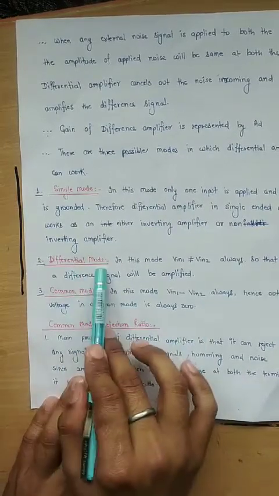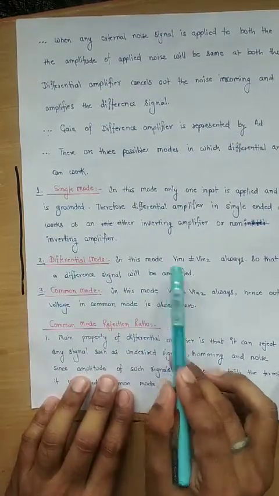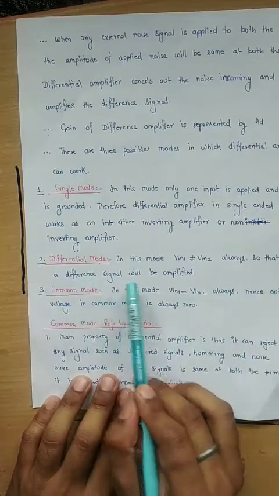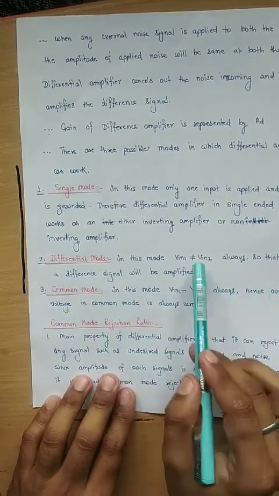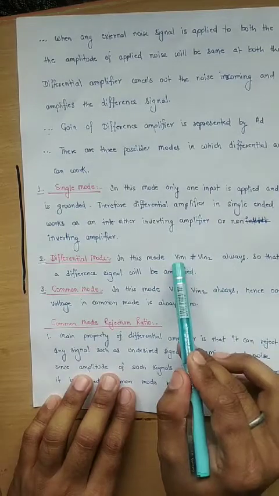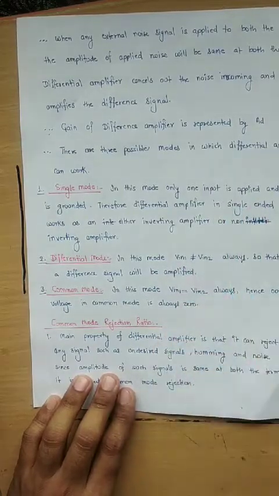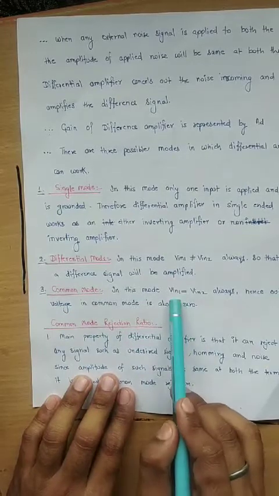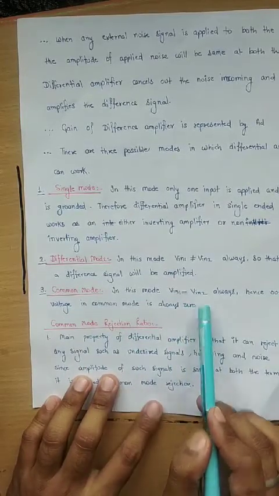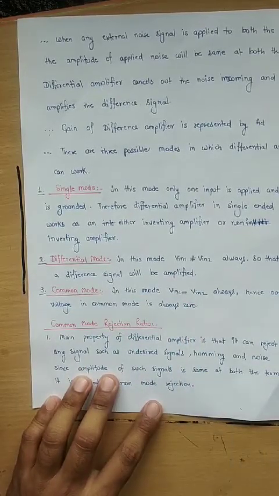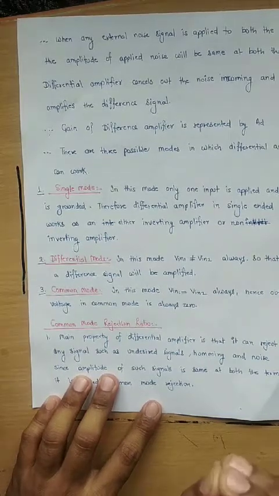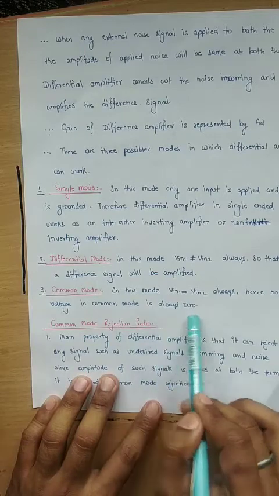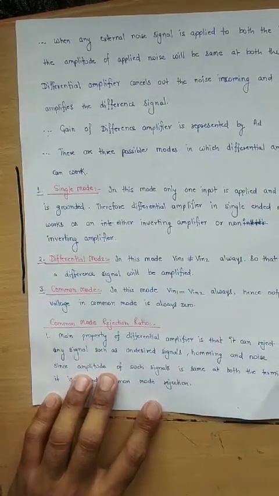Second thing is differential mode, in which V in 1 is not equal to V in 2, so that a difference signal will be amplified. Means difference of the V in 1 and V in 2 will be reached at the output. What is common mode? In common mode, V in 1 is equal to V in 2, that is, common signal will be applied to both the terminals, and the output voltage in common mode should always be 0.